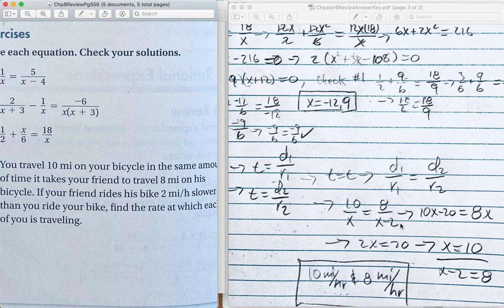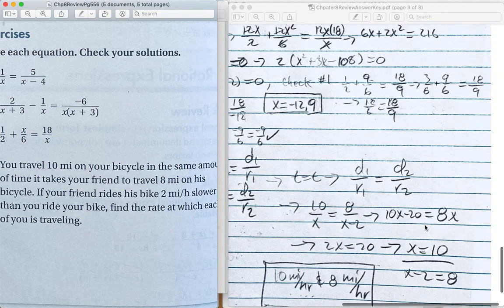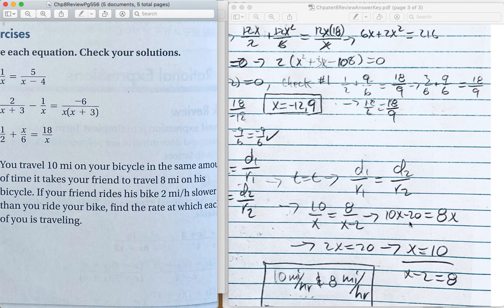Multiply both sides by the common denominator, which is x times x minus 2. I multiply x times x minus 2. The x is crossed out, and I'm multiplying 10 times x minus 2, which gives me 10x minus 20. I do the same thing on the other side. The x minus 2 cancels, and that leaves me x times 8, which gives me 8x. I subtract 8x from both sides, add 20 to both sides, and I get 2x equals 20. Divided by 2, and I get x equals 10.